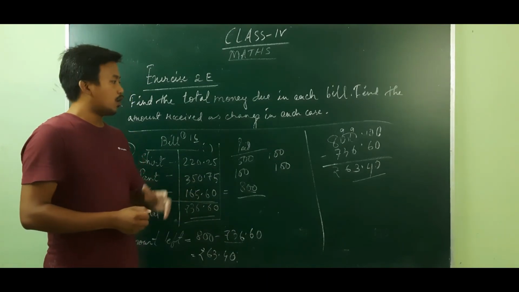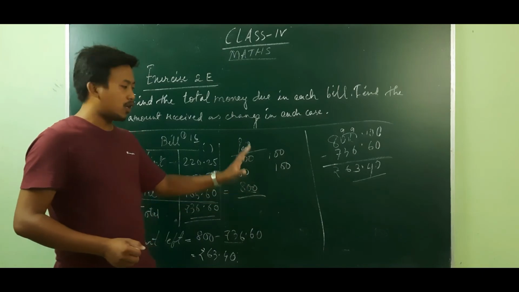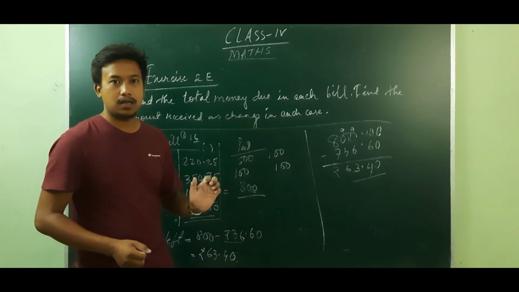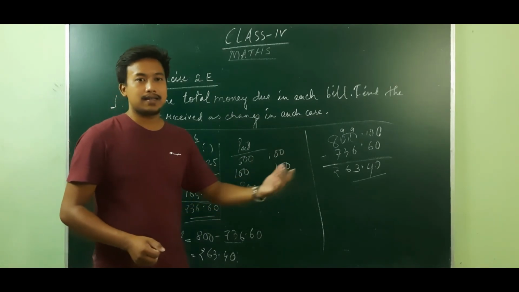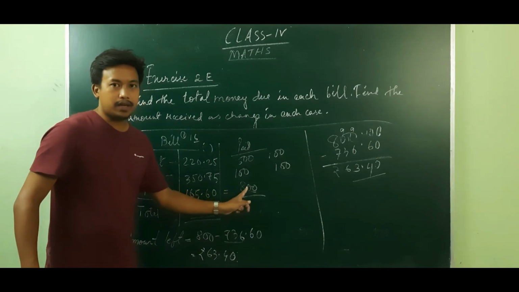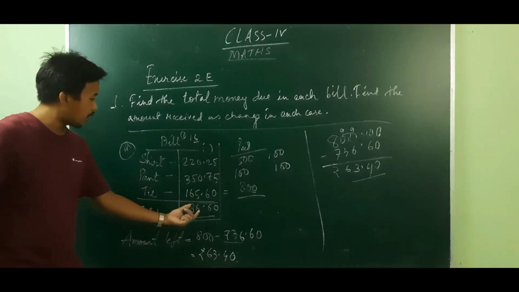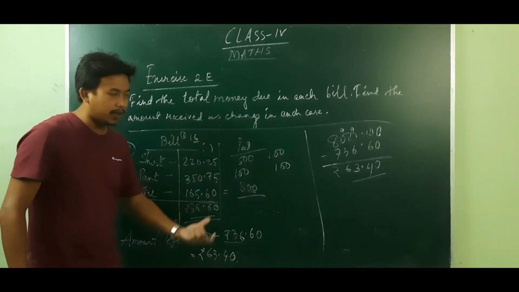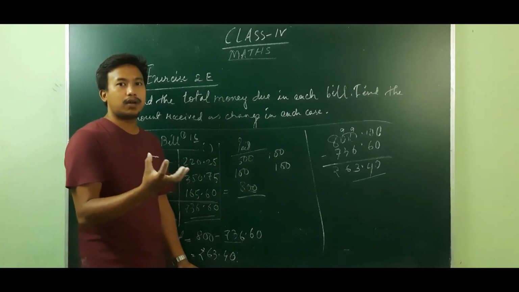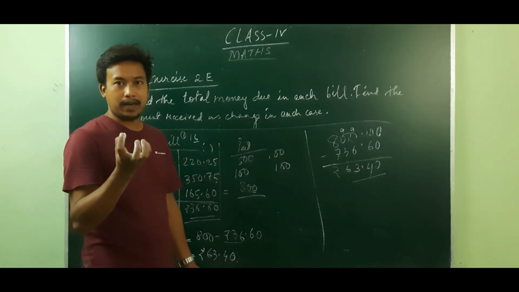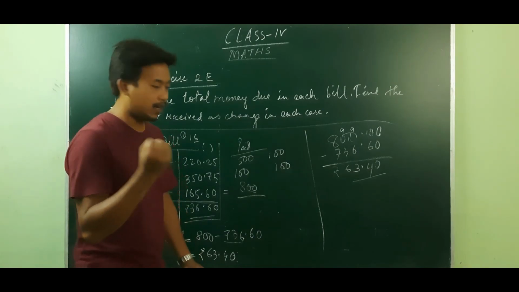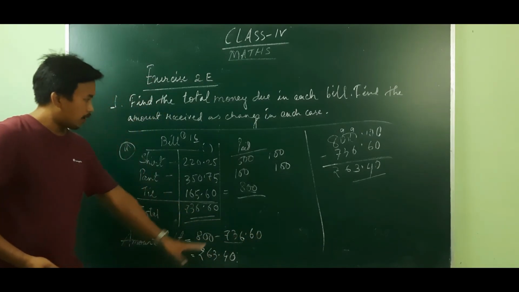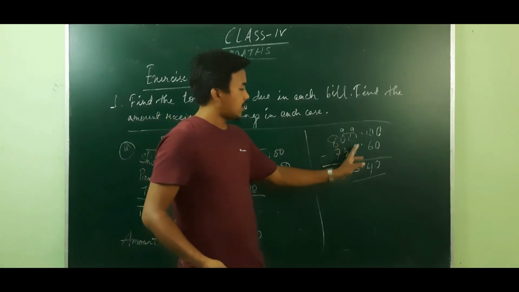You are supposed to pay 736.60. And from your home, say for example, in your pocket, in your cash, in your hand, you have 800 rupees in cash. So from this 800, you're going to clear the dues, means you're going to clear the bill. That is from 800 to 736.60, if you subtract it, the remaining sum will be the amount left in your hand. So 800 minus 736.60.